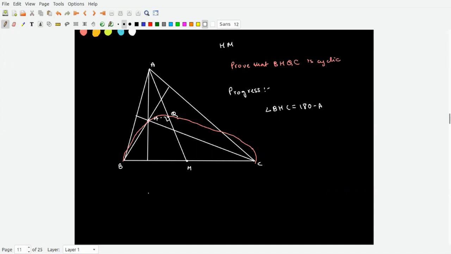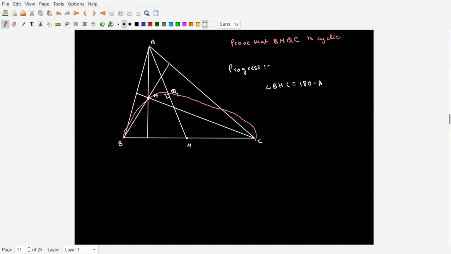What would happen if I reflect A over M? Not Q or H, but A. Since you're reflecting A, you'll get a parallelogram. Yes, HQM is 90. It's reflected. This looks good. It doesn't look like a parallelogram, doesn't matter actually. Let's call this point A'.